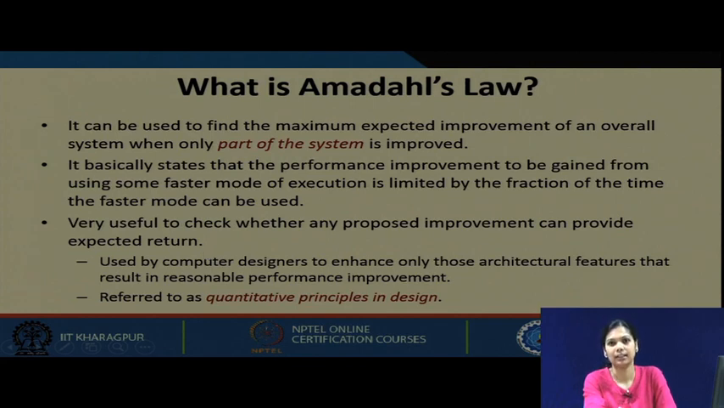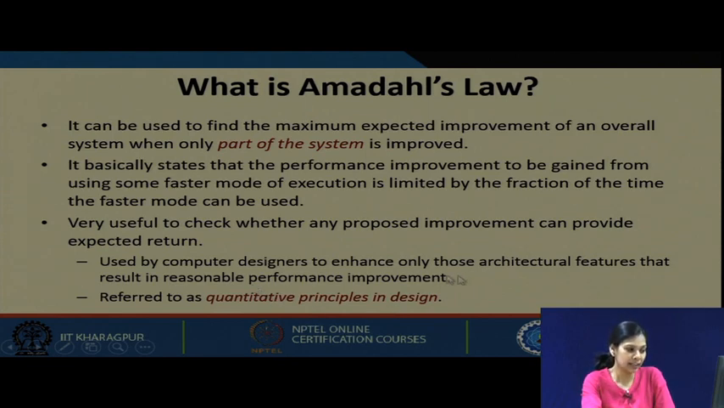That is what I am saying: let us say I put some improvement on a particular part where I can improve, but by putting improvement on that part, will you actually get the return that you are expecting, or will you not get that return, or how much return will you get? All these things can be determined through Amdahl's law, and it is used by computer designers to enhance only those architectural features that result in reasonable performance improvement. This is referred to as quantitative principles in design.